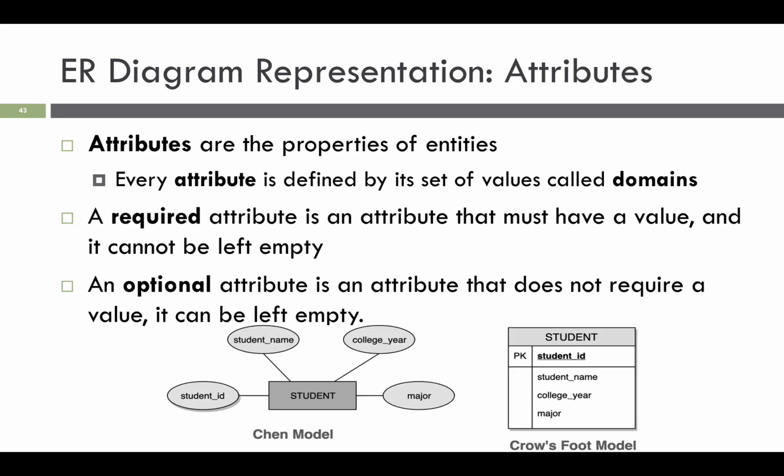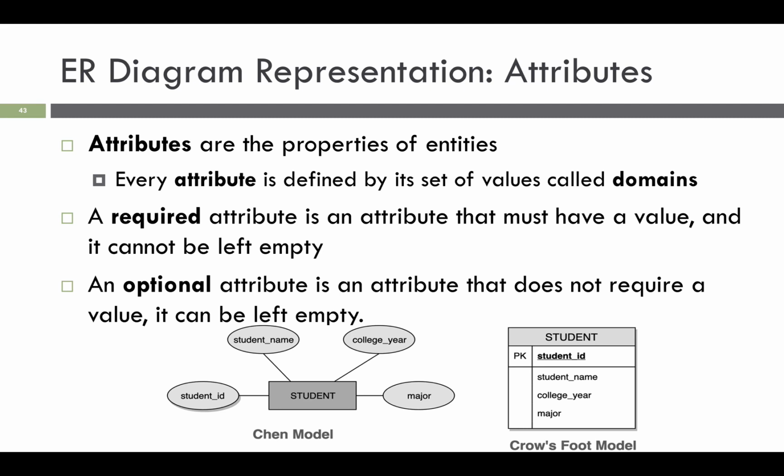Attributes are characteristics of entities and are usually represented as fields of the table at the implementation level. Every attribute is defined by the set of values called the domain. For example, a student can have various attributes like name, age, class, etc.